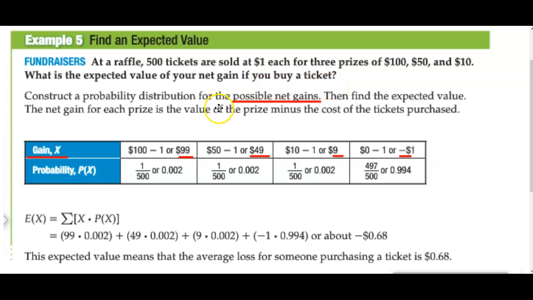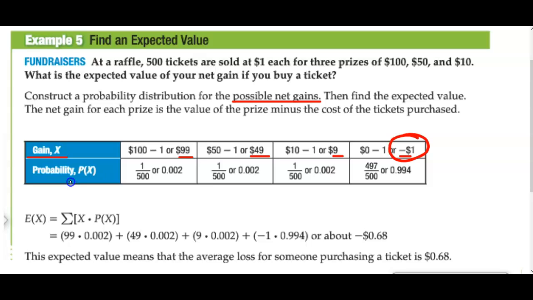All right, so your net gain, if you buy a ticket for $1 and you win the $100 prize, that means there's a $99 gain. You gave them $1, they gave you $100. Or you could win the $50, which you would gain $49 because you paid $1 for the ticket. You could win the $10 prize. You'd really only gain $9. But a whole bunch of people are going to lose the $1 they originally gave, and that's this -1, because they're not going to win anything.